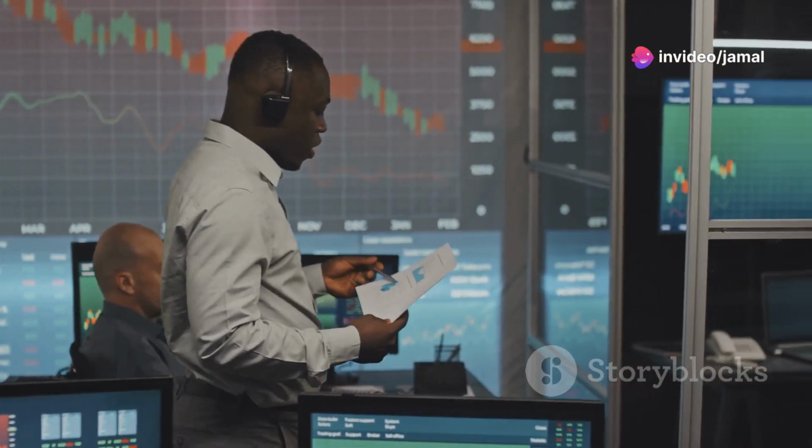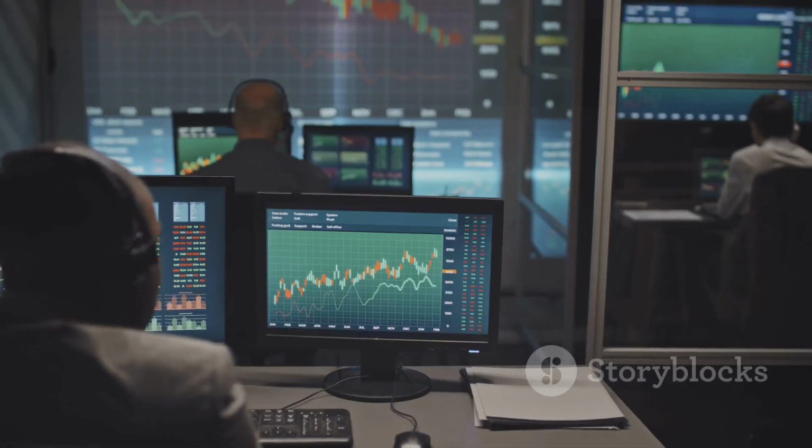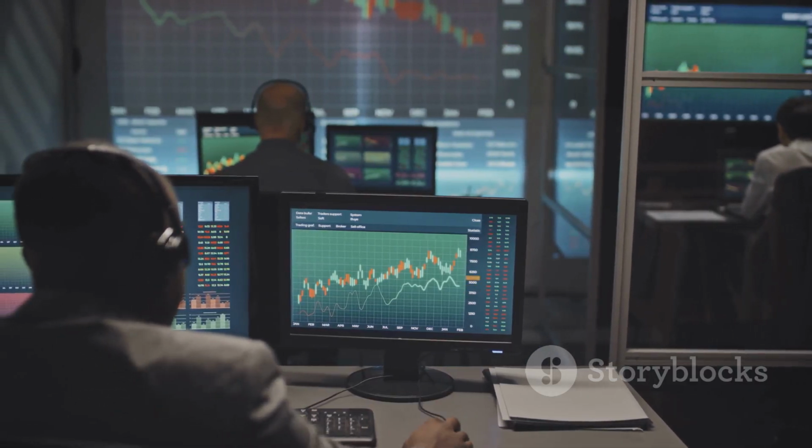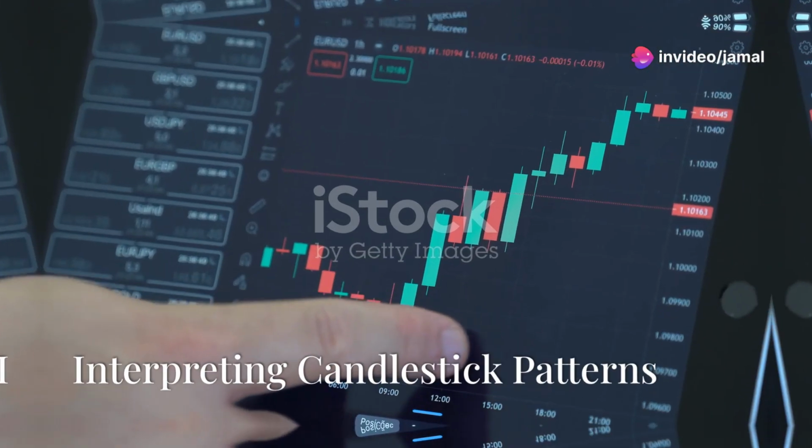Identifying these levels requires practice and a good understanding of chart patterns. Understanding these concepts helps traders make better decisions. By mastering trends, support, and resistance, you lay a strong foundation for technical analysis.